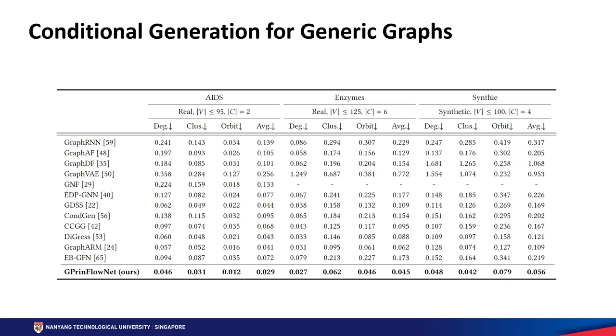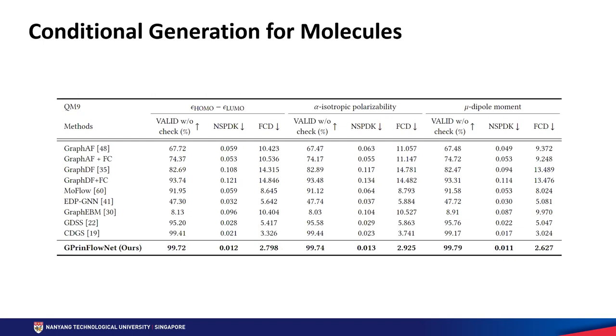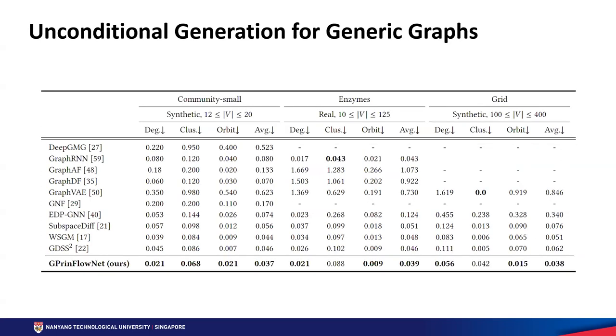We evaluate the generation performance of our G-principle flow network on both generic graph datasets and molecular datasets. Extensive experiments show that our model achieves state-of-the-art performance in various conditional and unconditional graph generation scenarios.